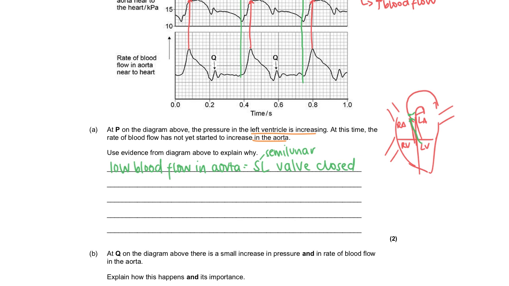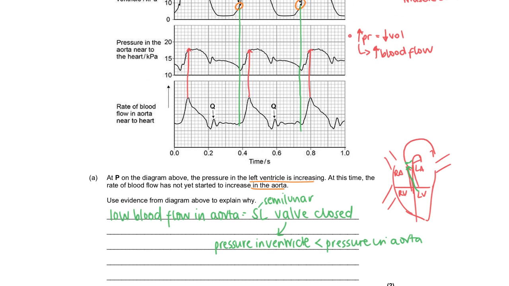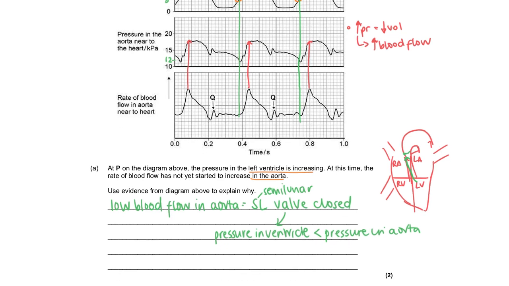And this is closed because the pressure in the ventricle is less than the pressure in the aorta. Or if you want to flip that round, the pressure in the aorta is higher than the pressure in the ventricles. And just to double check, I can see on my graph that P is the pressure in the ventricle and is around, what are we at here, 8 kilopascals. Whereas in the aorta, we're seeing pressures at P of around 12 kilopascals.